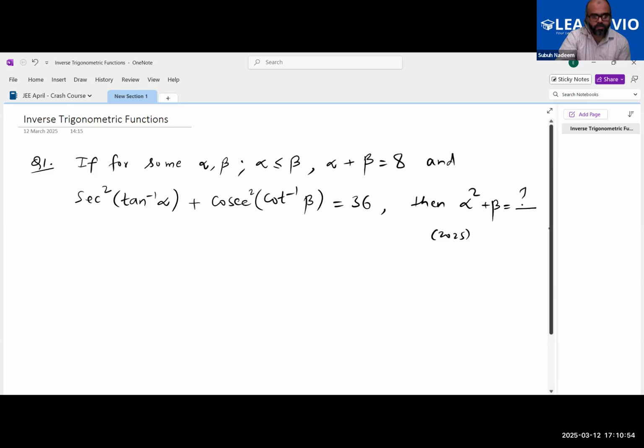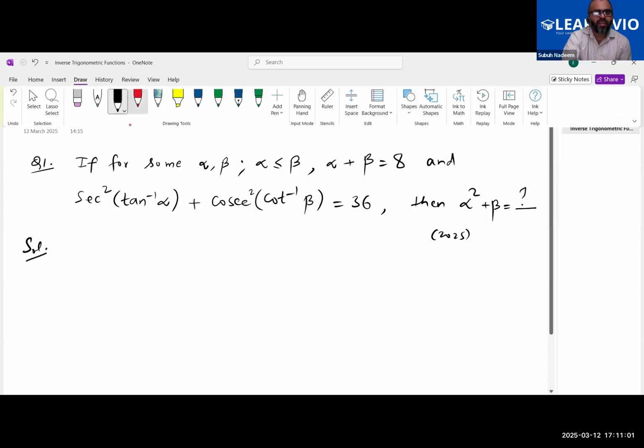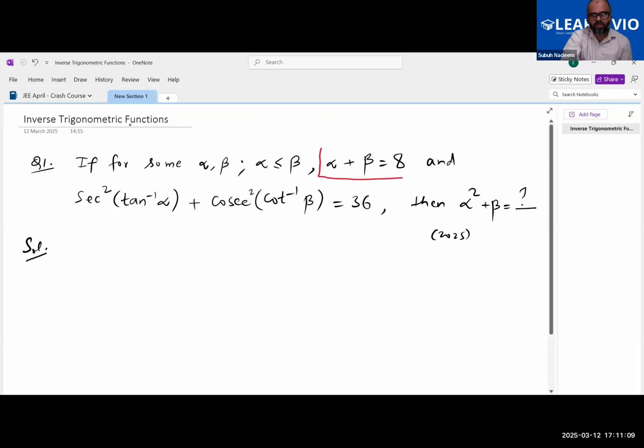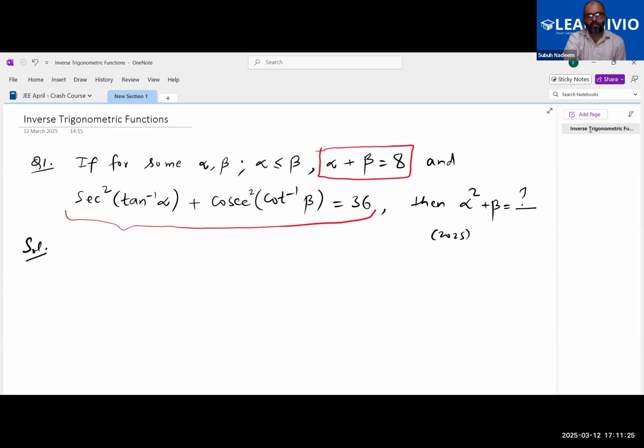If we try to do this question, we basically want to find the values of alpha and beta, and then we will find the answer, alpha square plus beta. One thing is given, that alpha plus beta is equal to 8. This is one equation between alpha and beta. There should be another equation also, then only we can solve two equations and get two unknowns. So another equation is given like this.